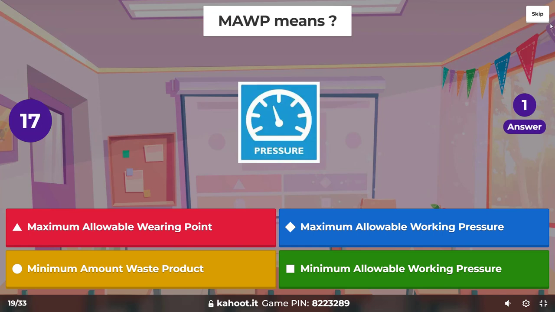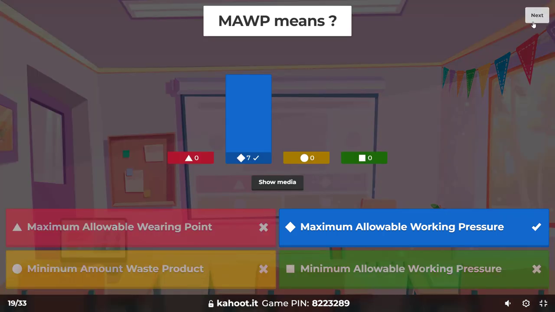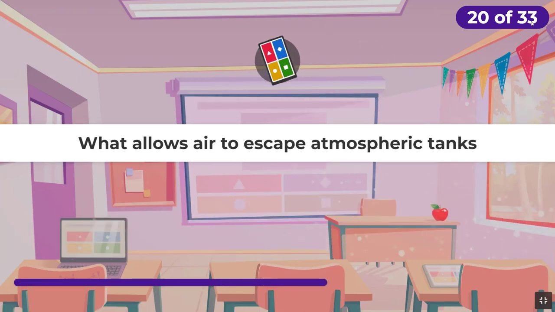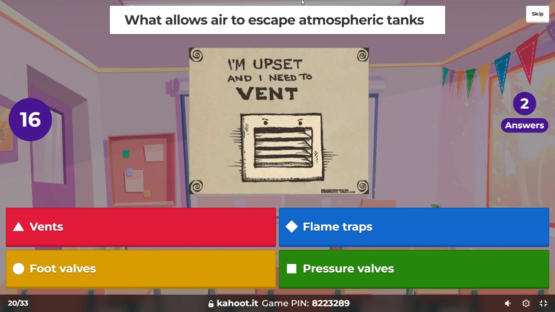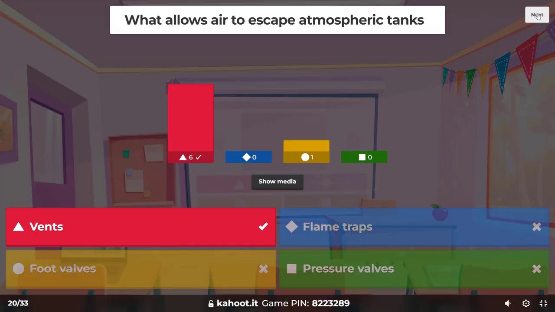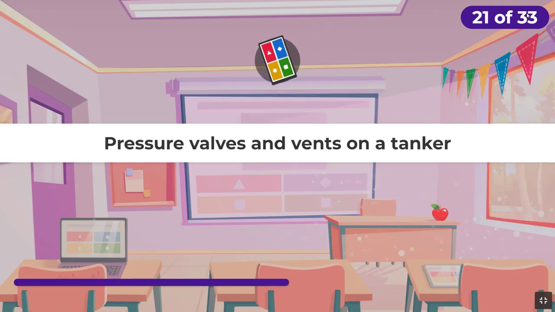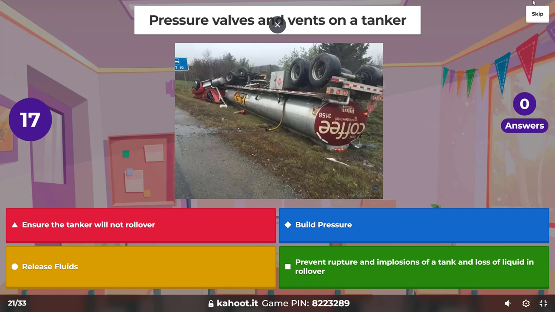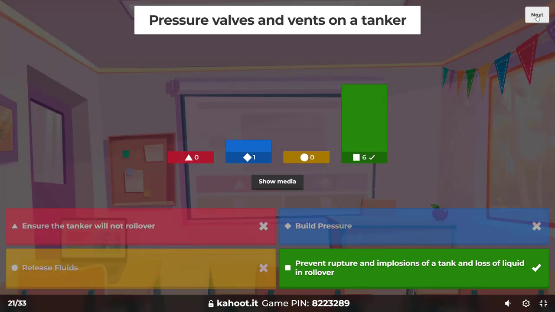I had this question earlier. Air to escape atmospheric tanks. No pressure in an atmospheric tank, is there? Nope. Same thing allows air into your room. Yes, vents. Pressure valves, vents on a tanker. Prevent rupture, implosions of a tank, and loss of liquid in a rollover, yes.